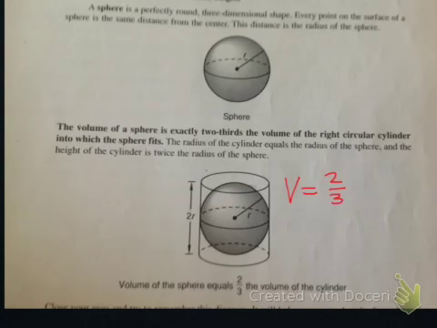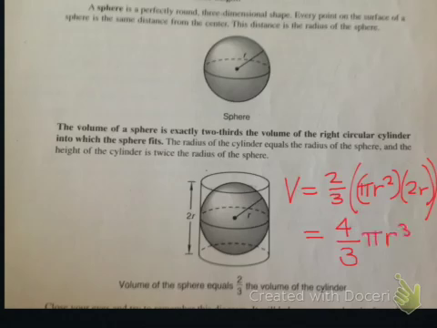Now, if we're talking about a sphere, spheres are a little bit different. A sphere is going to take up 2/3 of the volume of the cylinder. So the sphere is 2/3 times the base, which is pi r squared, times the height, which is going to be 2r. So that is going to end up being 4/3 pi r cubed.